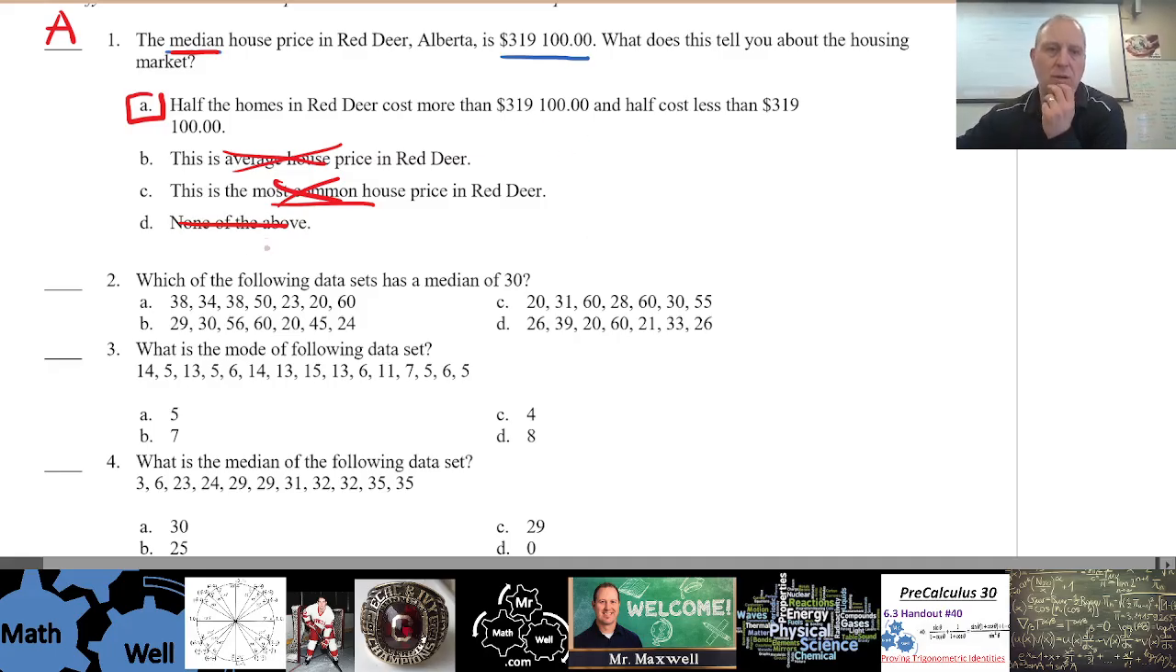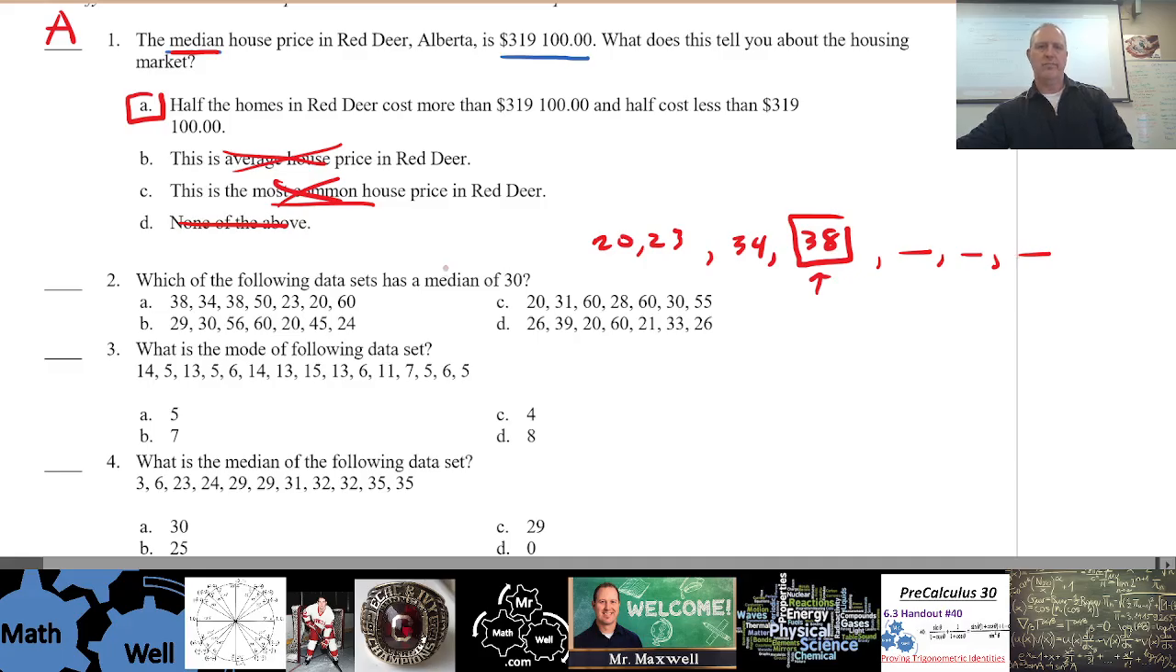So what I'm going to do is take the first list and write them on the side in order from smallest to greatest. So the smallest one looks to be 20. Then 23, then 34, then 38. Okay, now there's 7, so I only have to look at the 4th one. This is the 4th one. It doesn't matter about the rest. So is that 30? No. 30 isn't even in here, right? And it's an odd number of numbers, so there should be a middle number, so not A.